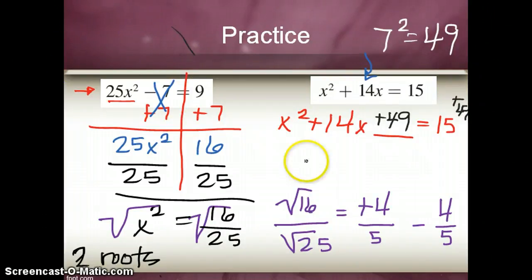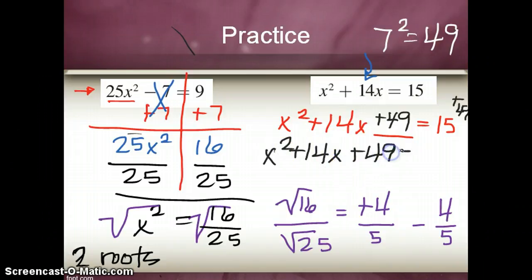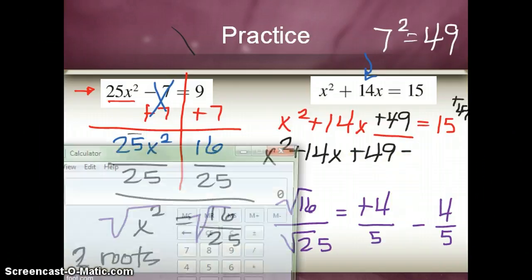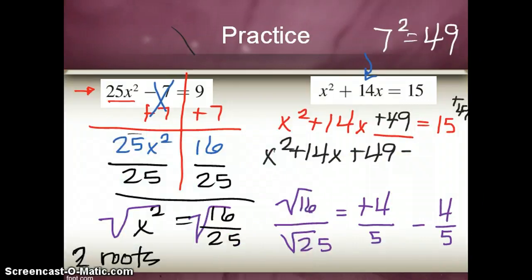Pen does not want to cooperate with me. Okay, so I get x squared plus 14x plus 49 on the left, and then I get 15 plus 49 on the right. Sometimes it's easier not to do the math in my head. Don't laugh. My pen does not want to work. That is not good news. There it goes.